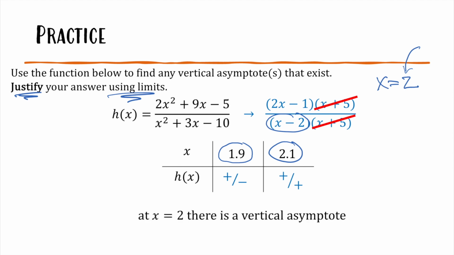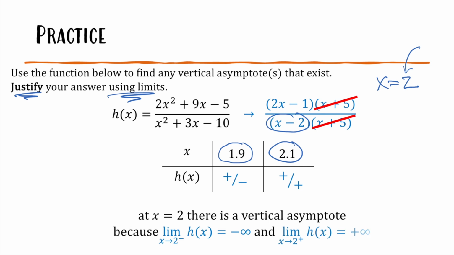So at 2, there is indeed a vertical asymptote because the limit as x approaches 2 from the left, that's when we plugged in 1.9, went to negative infinity, and 2 from the right went to positive infinity.